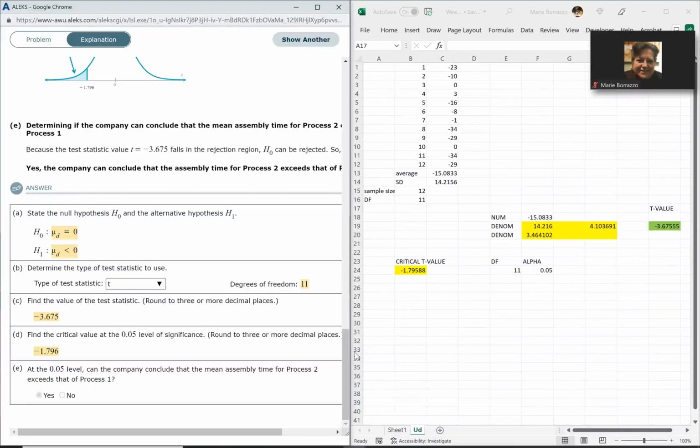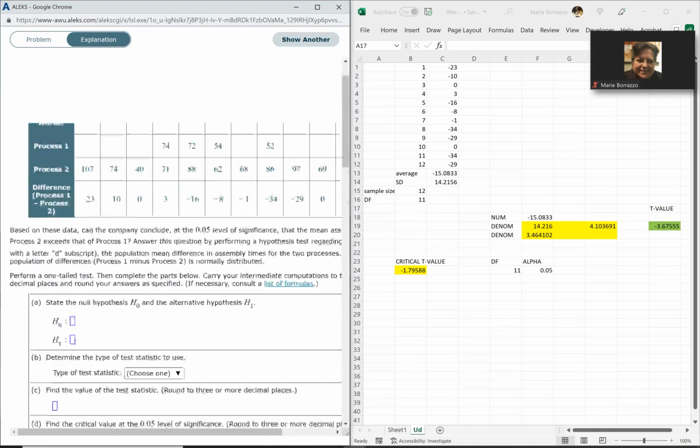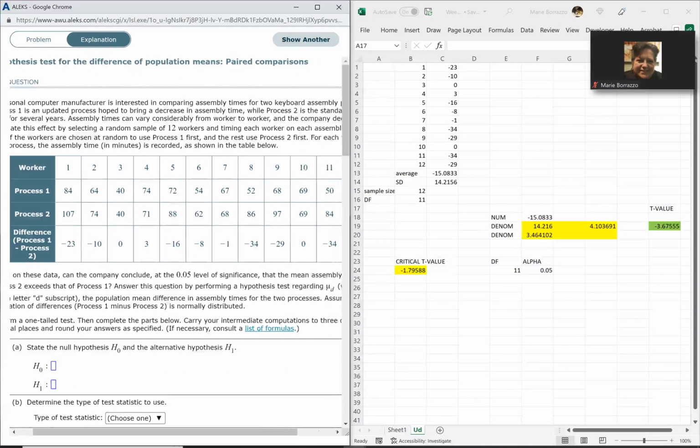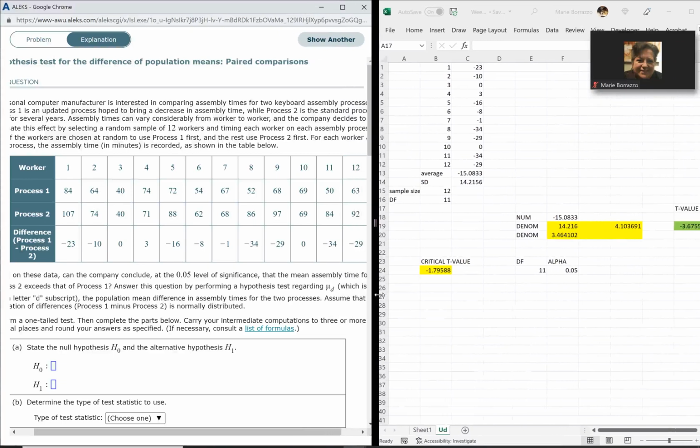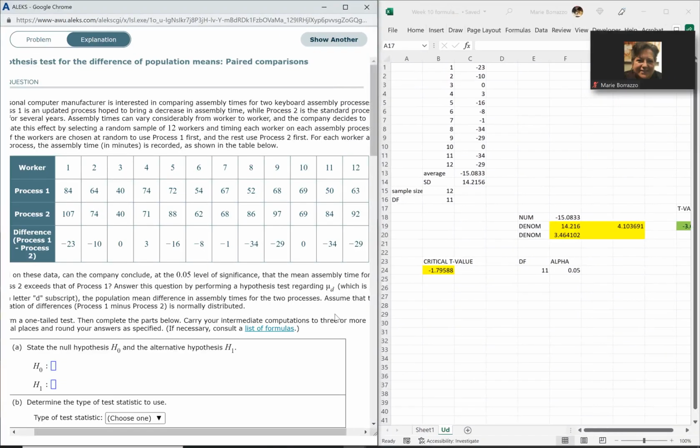All right, so in this particular question, if you notice, they're basically giving you two pairs of information, and we're really focusing on just the differences.